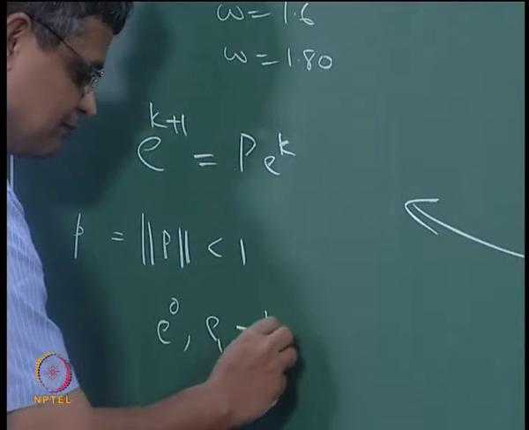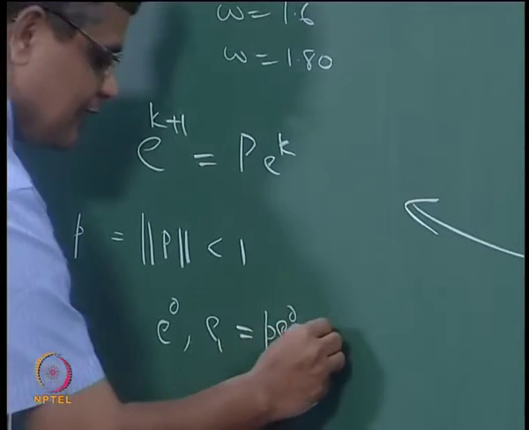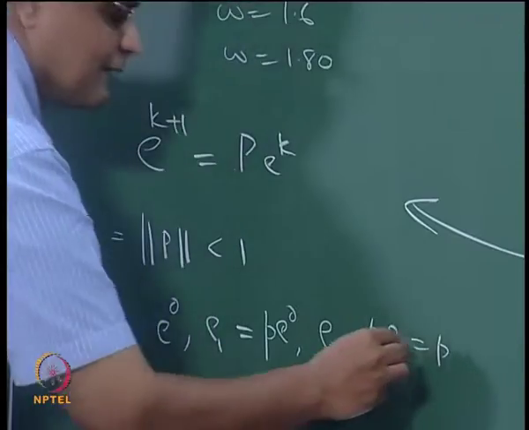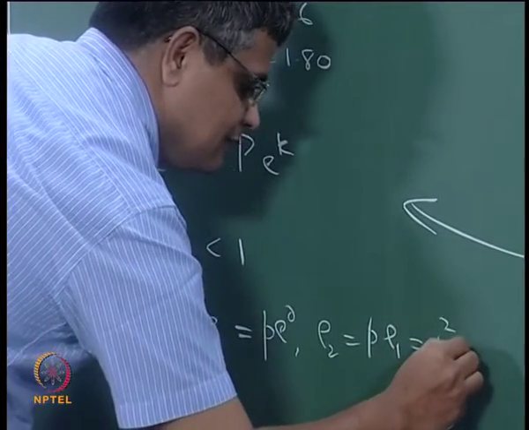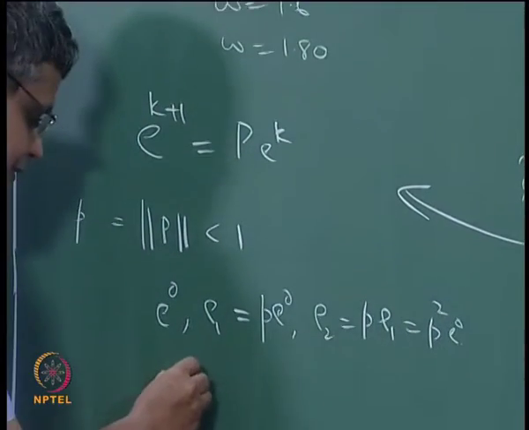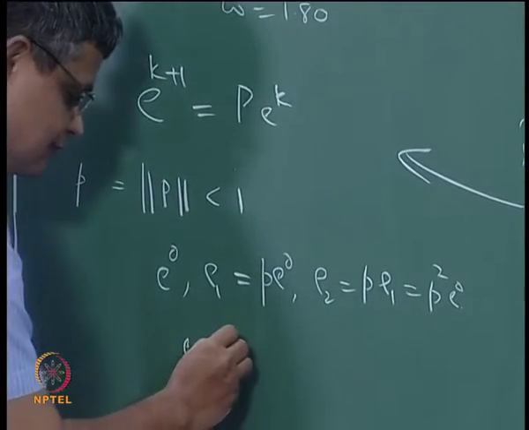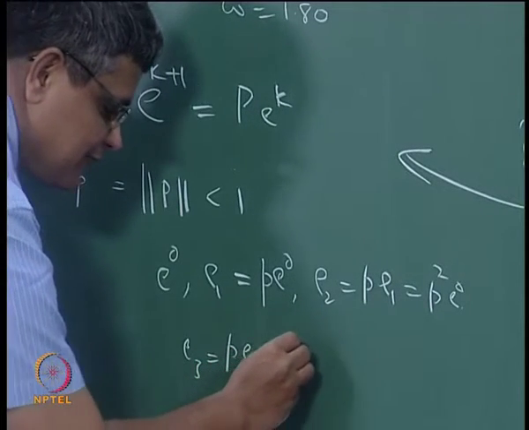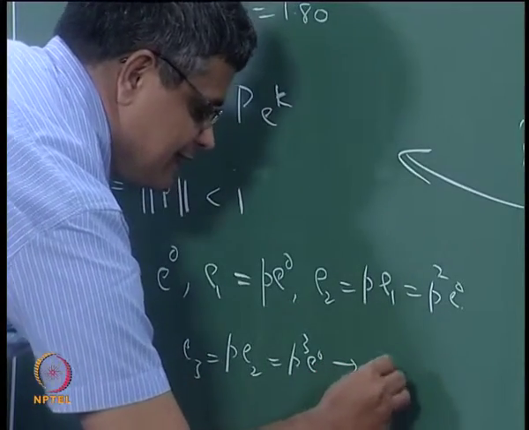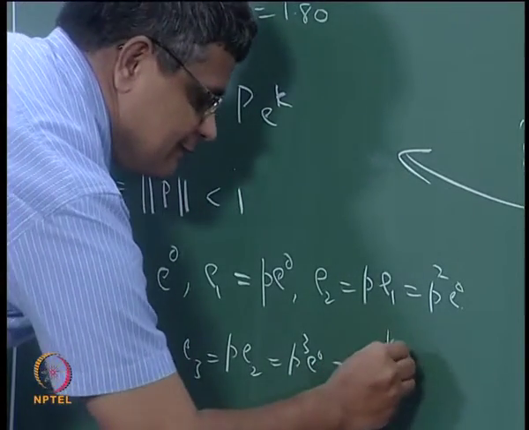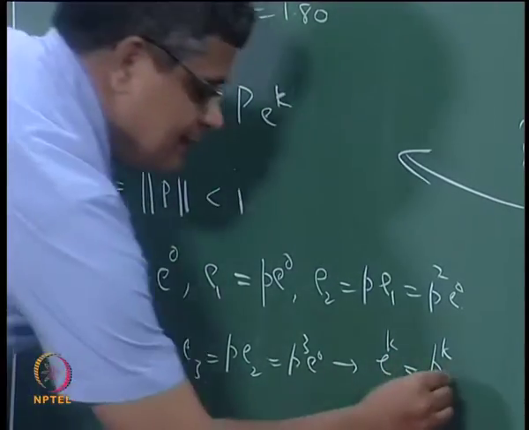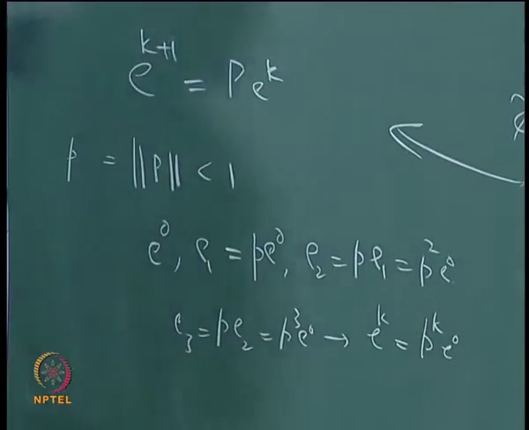So, then this will be equal to P times E naught, and E2 is P times E1. So, that is P square times E0, and E3 is P times E2. So, that is P cube times E naught, and so on. So, that we can say that the error at the kth iteration is P^k times E naught, the initial error.